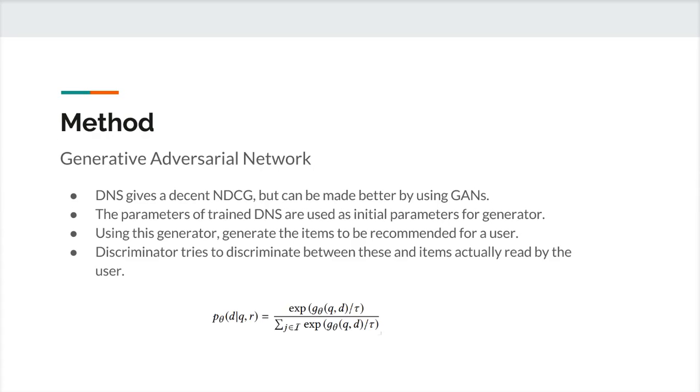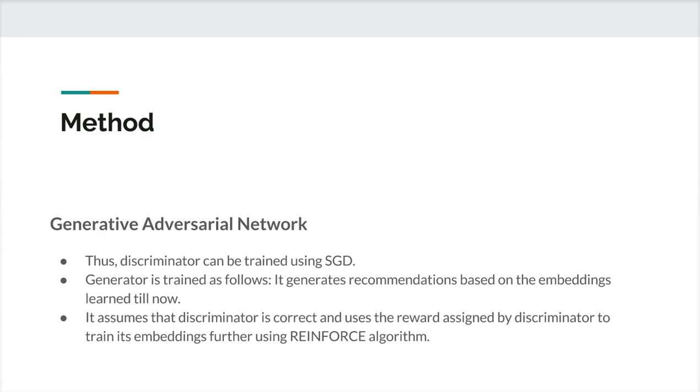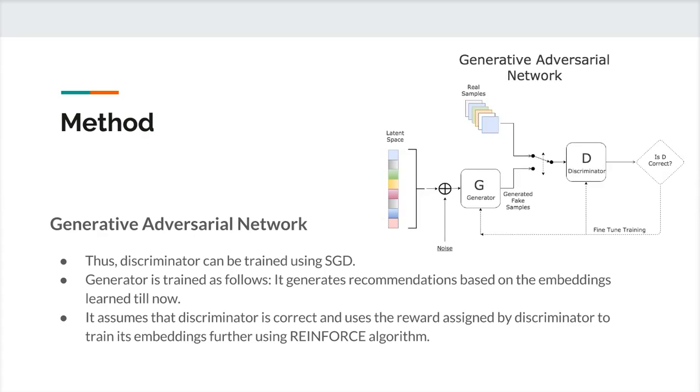Using DNS gives us a normalized discounted cumulative gain, but it can be made better by using GANs. The parameters of the trained DNS are used as initial parameters for the generator. Using this generator, we generate the items to be recommended for a user. The discriminator now tries to discriminate between these and items actually read by the user. Thus, the discriminator can be trained using stochastic gradient descent.